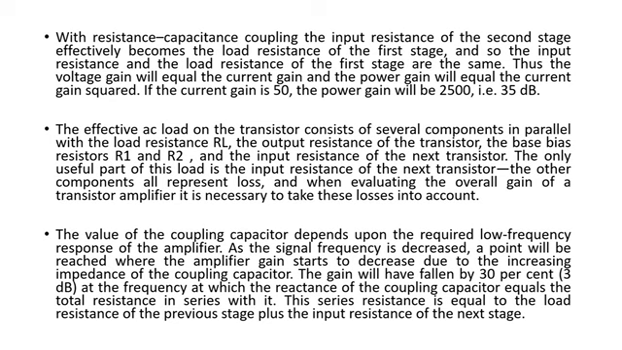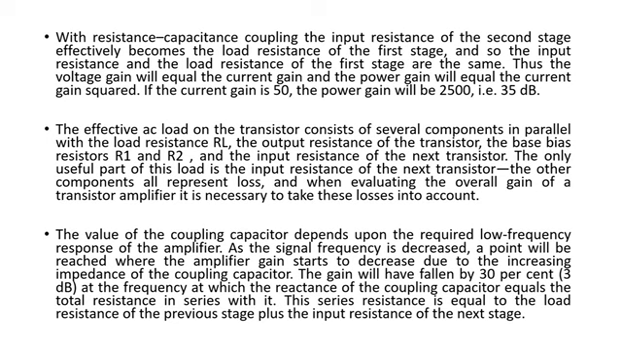So the voltage gain will be equal to the current gain, and the power gain will be equal to the square of the current gain. So if the current gain is 50, the power gain will be the square of it, that is going to be 2500. That is equivalent, in terms of decibels, to around 35 dB.